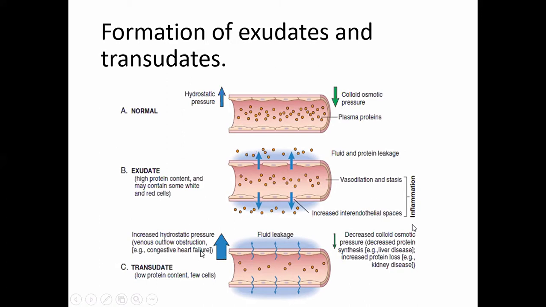While your transudate is fluid with low protein content, because the proteins do not leave the blood vessels. So only the fluid goes out. So on examination, the result has few cells, and the protein content is still low. Usually the exudate is caused by increased endothelial permeability, and then vasodilation and stasis. While in transudate, there is only an increase in the hydrostatic pressure.